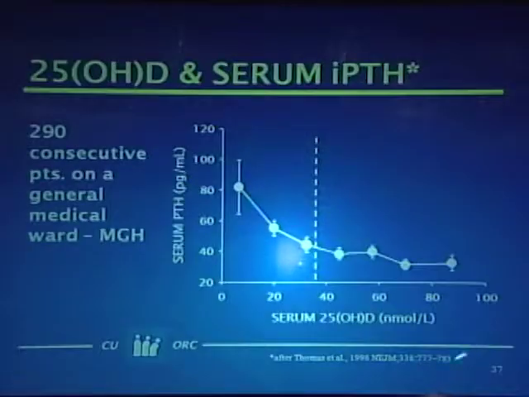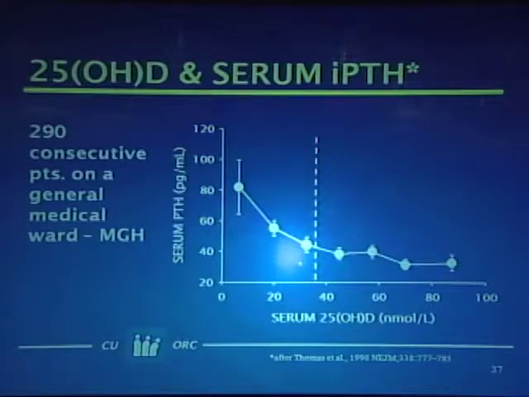Now let's look briefly at prevalence in the population. Some of the first good data were presented from a very interesting study that was published in 1998, 10 years ago, in the New England Journal. A study of 290 consecutive patients on a general medical ward at the Massachusetts General Hospital in Boston. They were admitted for all kinds of different purposes. And here is a display of their serum 25-hydroxy-D values and the serum PTH values.